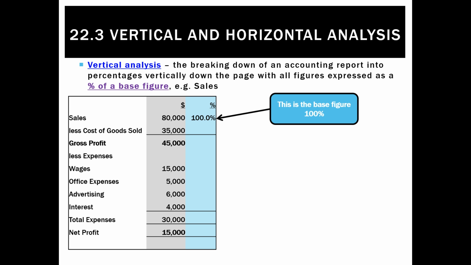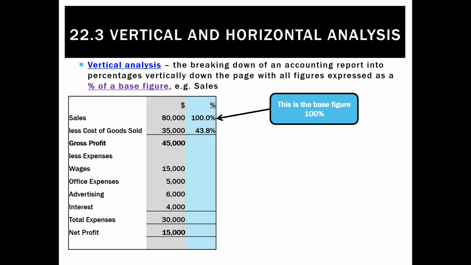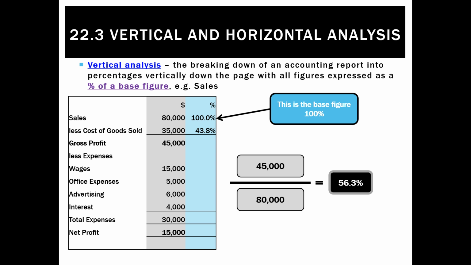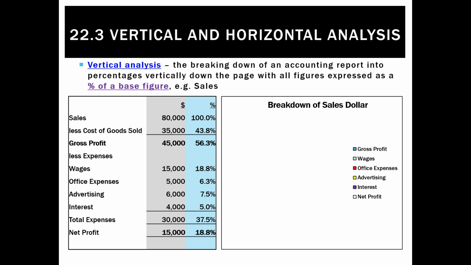So for example, sales is obviously going to be the base figure, so that's 100% of itself. And then we can express the cost of goods sold as a percentage of sales. So if we do 35,000 divided by 80,000, that'll give us 43.8%. If we do the same with gross profit, we do 45,000 divided by 80,000, that's a percentage of 56.3. And likewise for all the other numbers, we can go through and calculate all those. And that's really good because it tells us we can now compare over different years and different figures where all our expenses are going, and also whether our gross profit's doing well compared to the previous year.